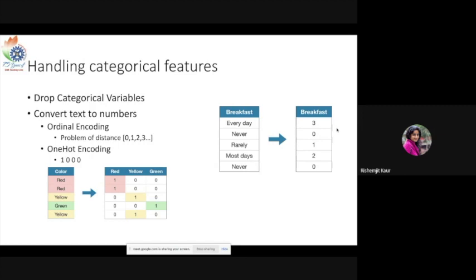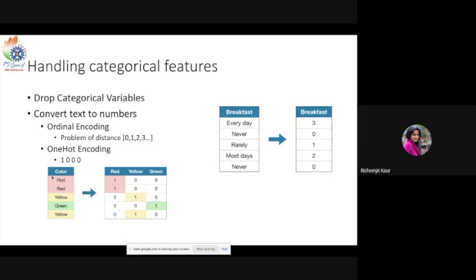But in many variables, there is no order to the levels. For example, if I talk about gender, male, female, third gender, now what is the order? Is there any order? No. So it creates a problem of distance for us over there. So it is not always advisable to just replace it with numbers using ordinal encoding. Another approach that we can use is called one hot encoding. Now, in this case, you will see that the variable had the values red, yellow, green.